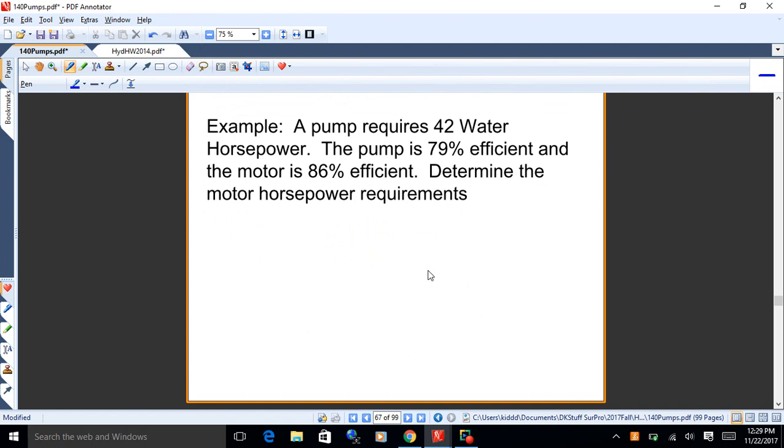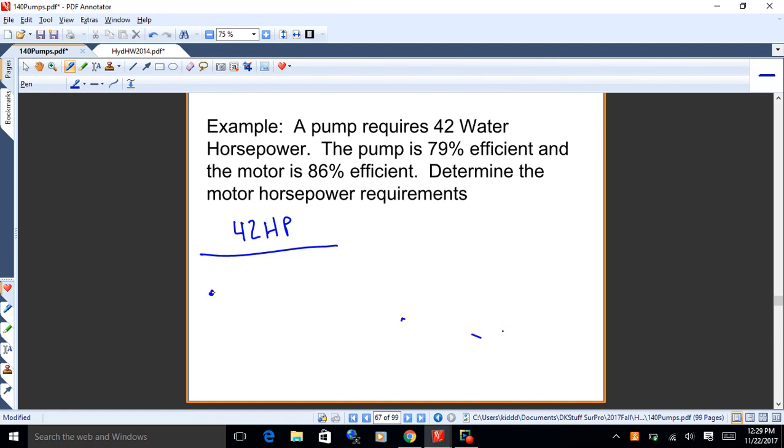Okay, so a pump requires 42 water horsepower. The pump is 79% efficient, and the motor is 86% efficient. Let's see if we can walk our way back to the motor horsepower. Okay. So we got 42 horsepower. That's what's going to the water now.